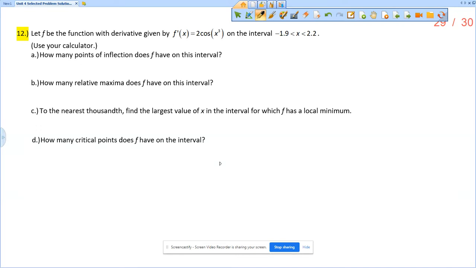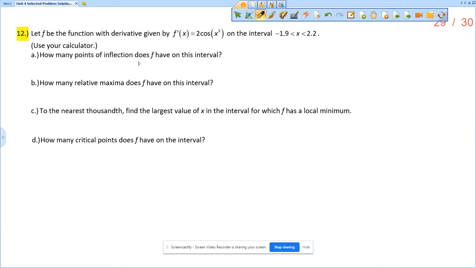This is the solution video for Unit 4 review problem number 12. Let f be the function with derivative given by f prime of x equals 2 cosine of x cubed on the interval negative 1.9 to positive 2.2. And then hint, use your calculator.